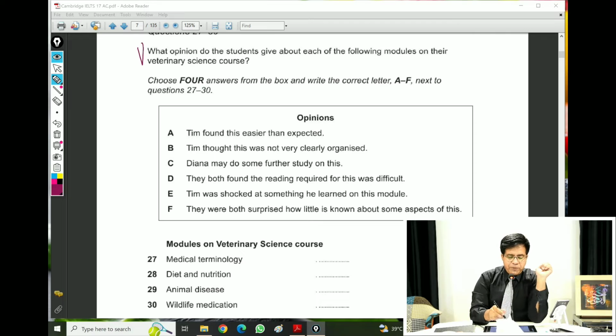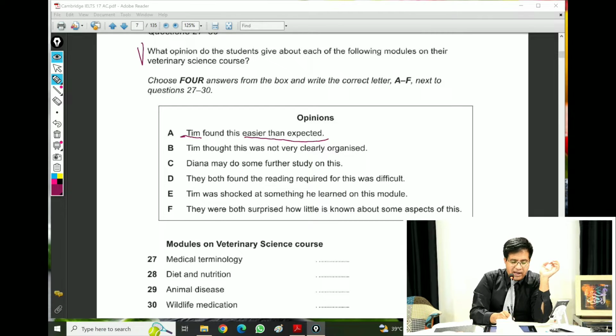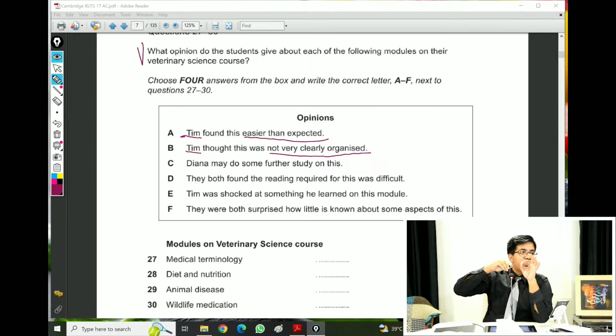Now, option A, Tim found this easier than expected. Underline Tim and underline easier than expected. Now, what is easier than expected? I thought IELTS would be difficult, but it's quite easy. What is it? Easier than expected. Okay. Now, let's go on. Option B. Tim thought this was not very clearly organized. Underline Tim and underline not very clearly organized. You will focus on the organization of the course. It was not organized properly and all that.